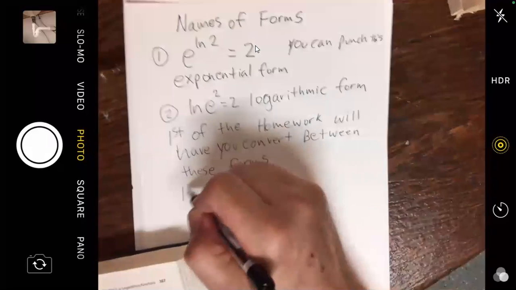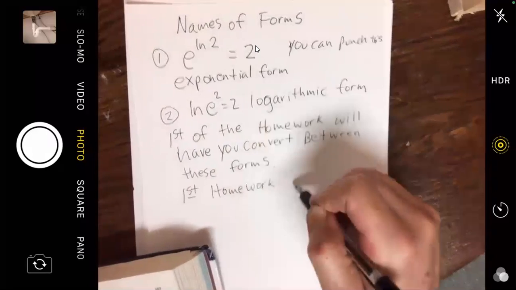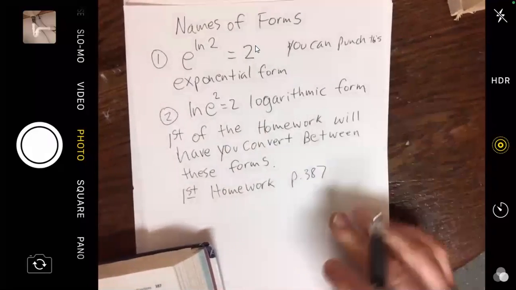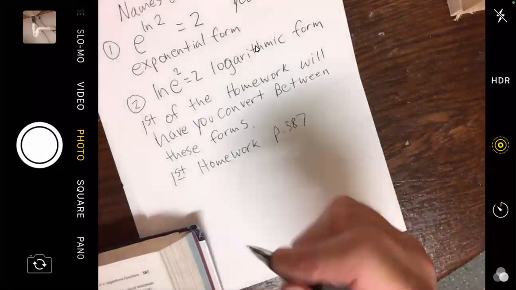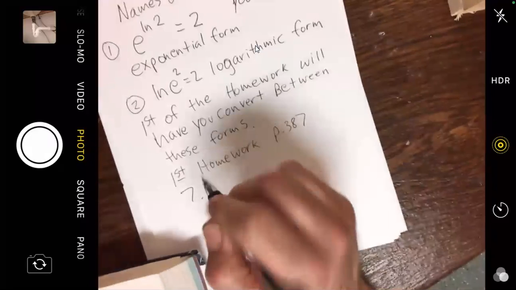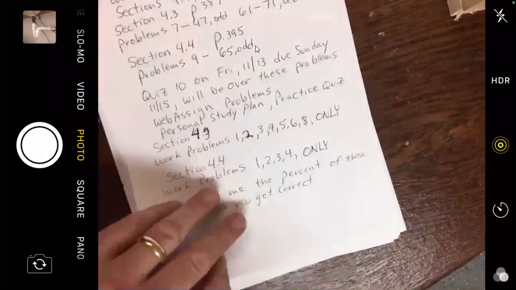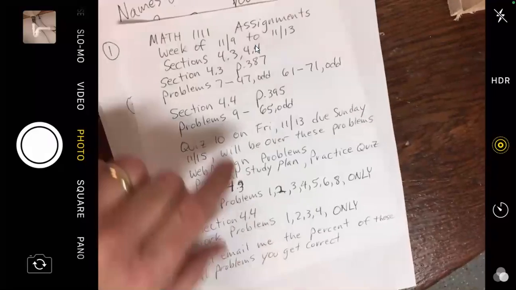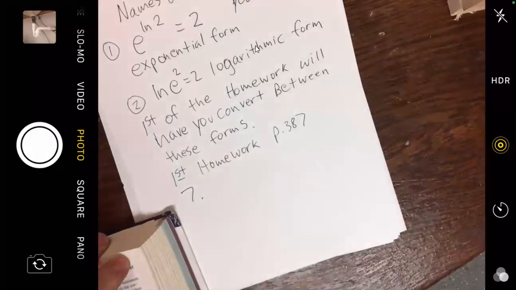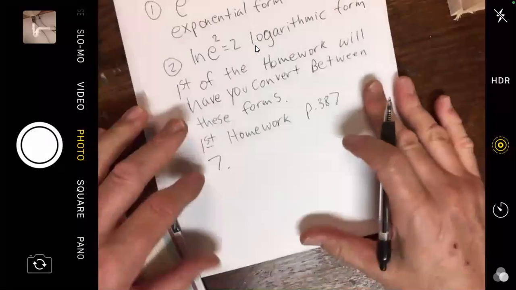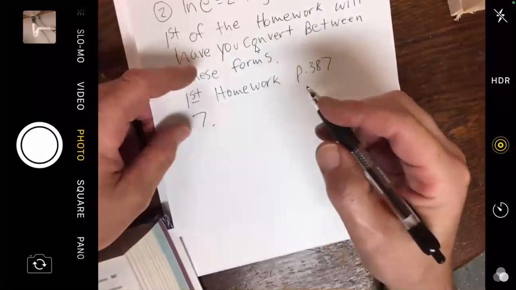First homework. Page 387. We'll start with number 7. Actually, let's see, number 7 to 47 odd, that's right. 7 to 47 odd. Okay. I'll give you a little table here. I don't know if I'll do them all, but I can show you.